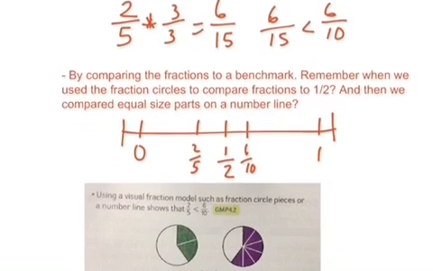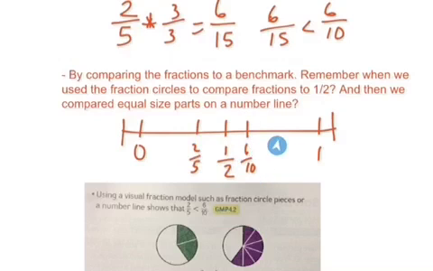Another way I could have done it was by comparing both of the fractions to a benchmark, and I'm going to do the benchmark of a half. Remember, we used fraction circles to compare fractions to a half, and we used number lines to compare equal size parts too. So this should seem somewhat familiar to you from previous lessons. So here's the half. I know 2/5 is going to fall on this side of it because I know that half of 5 is 2 1/2. So this is going to be less. And I know half of 10 is 5, so 6 is more.